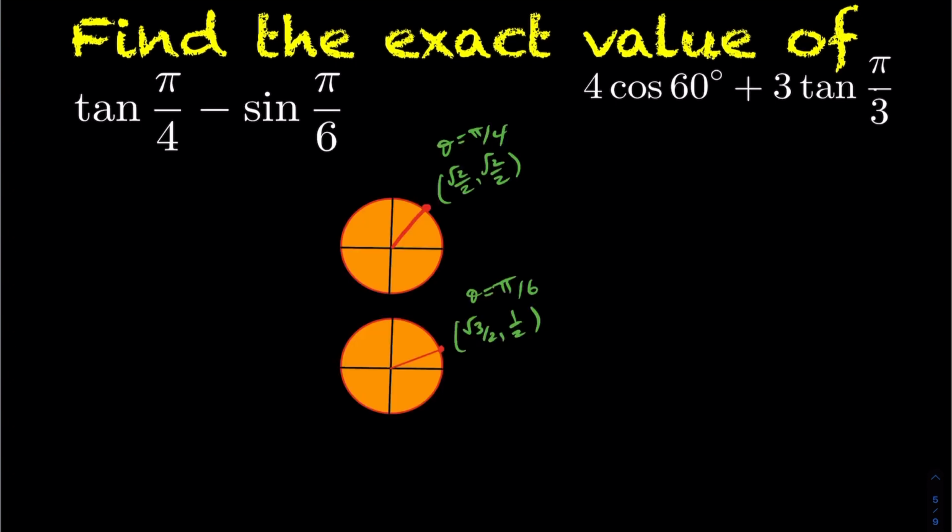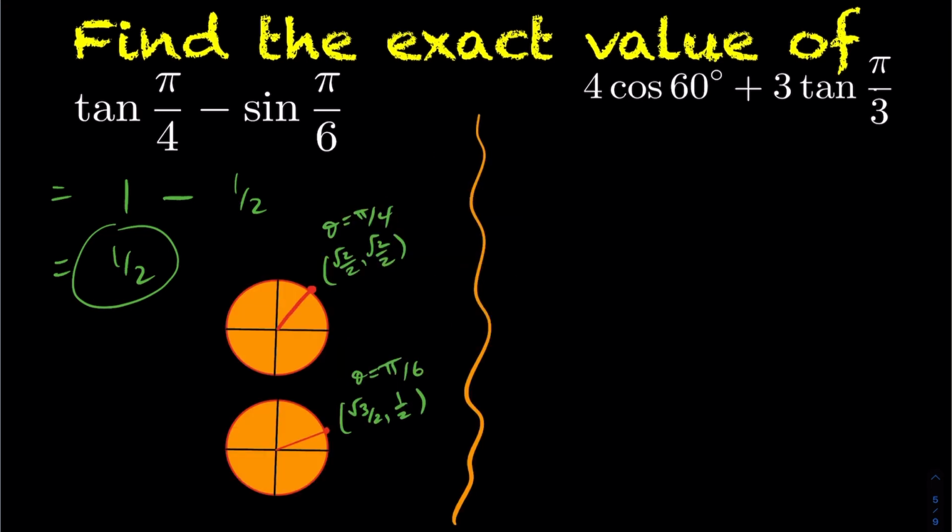Taking a look at our unit circle here, I have pi over 4. You can see that point there is going to be root 2 over 2, root 2 over 2. For that value, obviously, root 2 over 2 divided by root 2 over 2 is 1. And then for pi over 6, we're taking the sine of pi over 6. That's going to be your y-coordinate, and that's going to be 1/2. So obviously 1 minus 1/2 is 1/2.